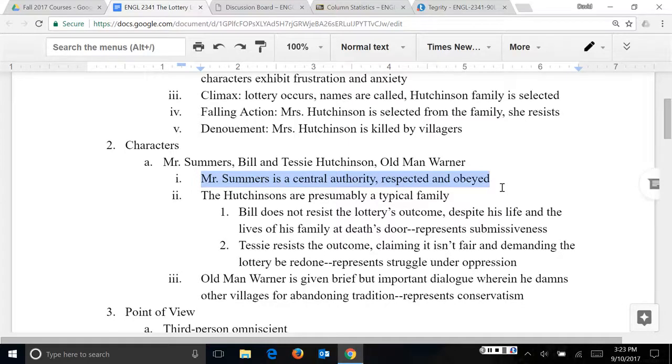And then we have the Hutchinsons, and they are a very basic type of family. It's a ma and pa and a boy and a little girl, right? It's a very basic, what we consider a nuclear family, a traditional looking family.